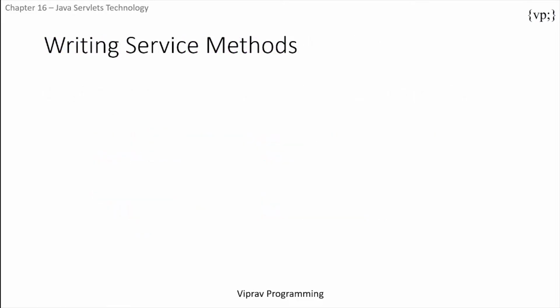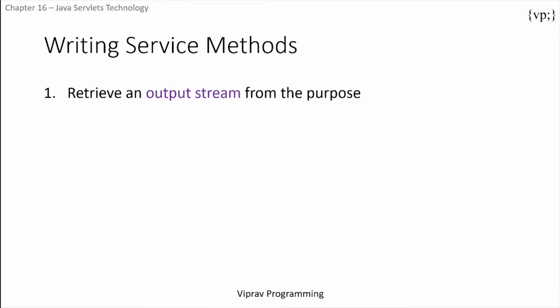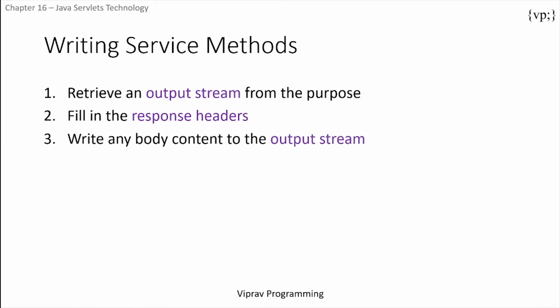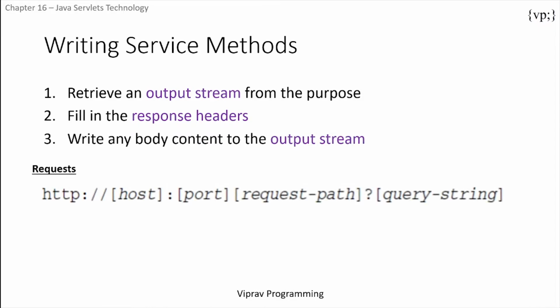Then there's writing service methods, where first you retrieve an output stream from the response, fill in the response headers, and write any body content to the output stream. Now to get information from requests, all you've got to do is put in, you've seen this format before, HTTP, your host, which in this case would be our localhost, the port, which in our case is 8080, the request path, and you can put any query that you want right after the question mark.